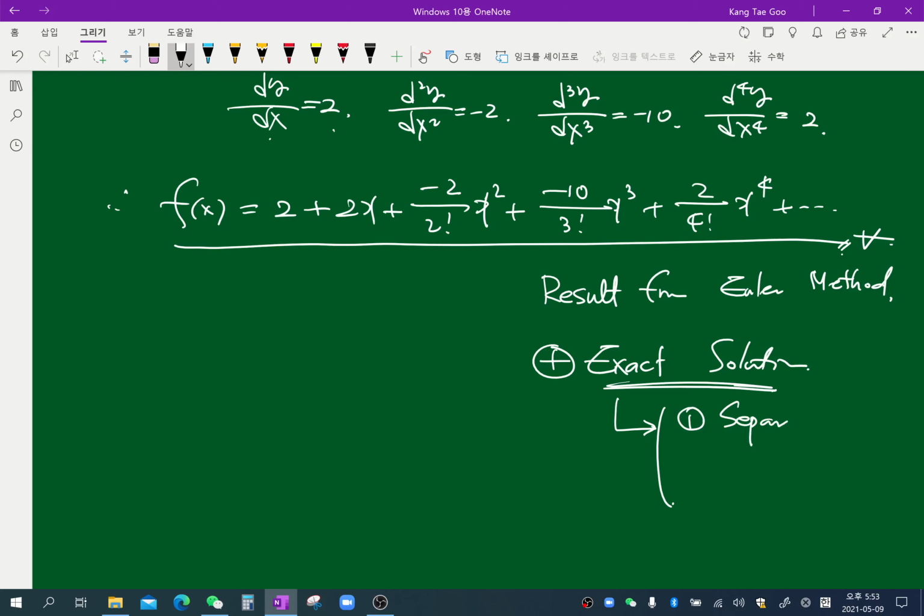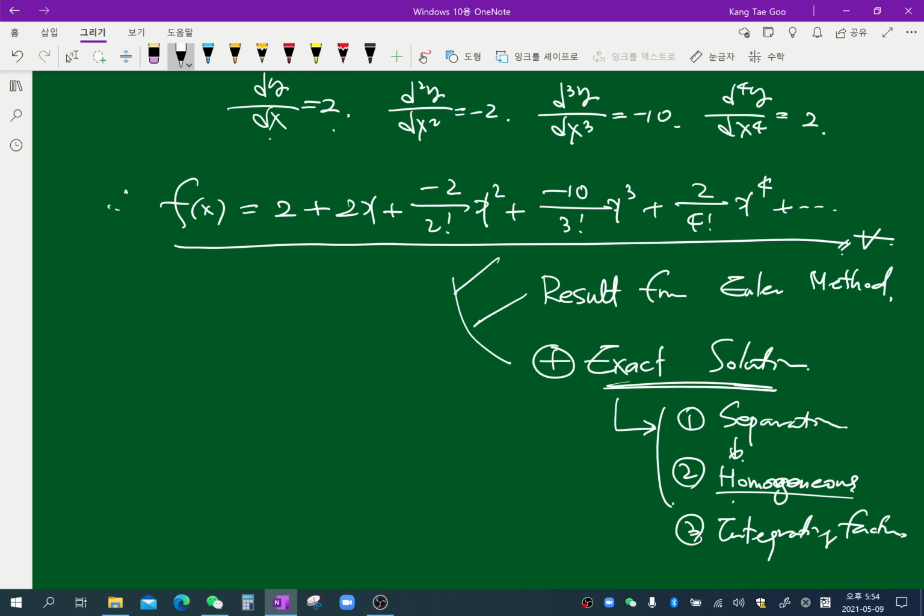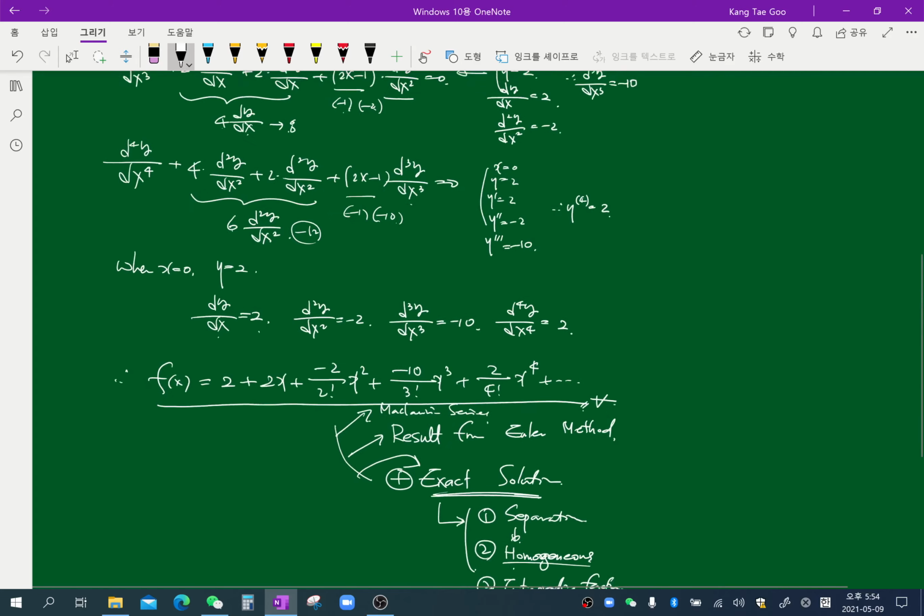Separation of variables, and then the third one is the integrating factor, and then here, a kind of modification of separation of variables, the homogeneous one, right? So the final question can be to compare those 3 different methods. It could be there, I think.